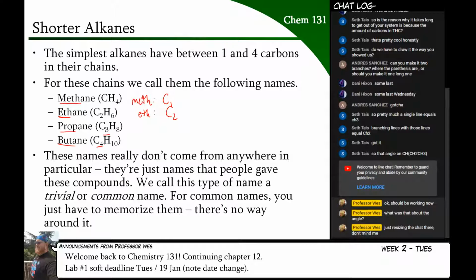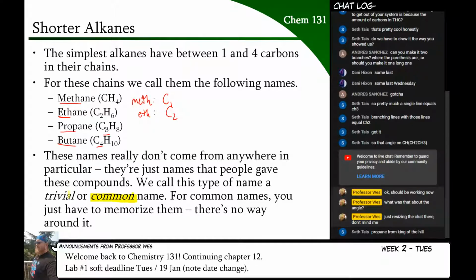Now, the name type that we described here is what's called a common name. And these are so common that we've accepted them as the nomenclature standard. Now, there's no way around these. You have to commit these to memory. By the end of the quarter, if you don't know what methane is, or ethane, just off the top of your head, then you really have not been paying attention to anything, because we're going to use those so much.